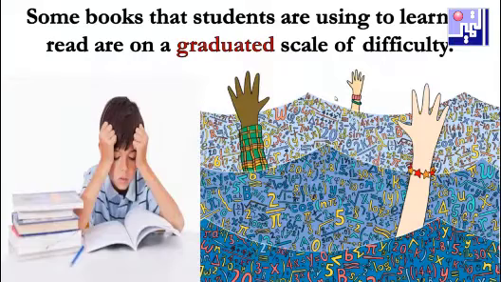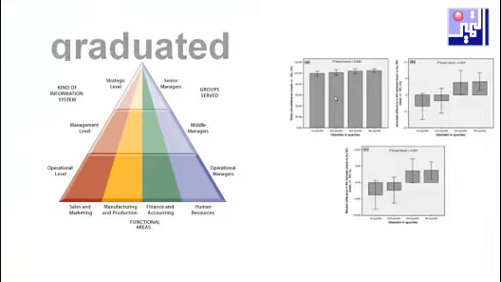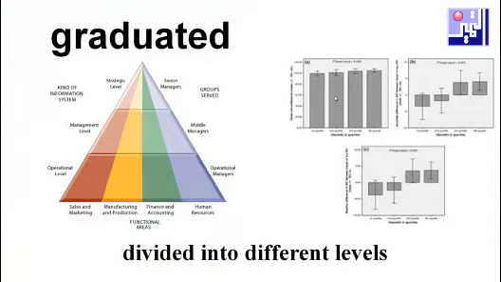Reverse. Next we have graduated. For example, some books that students are using to learn to read are on a graduated scale of difficulty. Graduated means coming from level A to level B to level C to level D, etc. So graduated means divided into different levels: level 1, 2, 3, or level A, B, C. Graduated, متدرج, يتدرج. This is one.